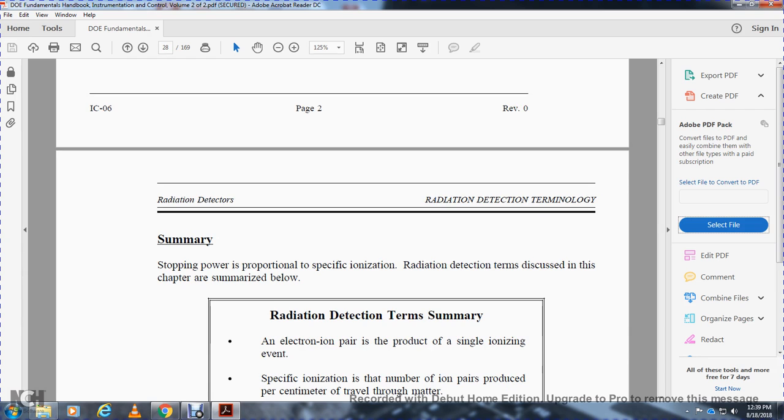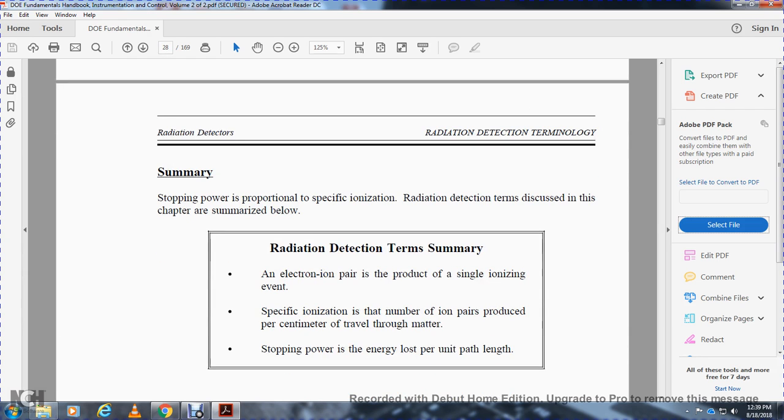The radiation detection terms are summarized below. The electron-ion pair is the product of a single ionization event. Specific ionization is the number of ion pairs produced per centimeter of travel through the medium. Stopping power is the energy loss per unit of path length.